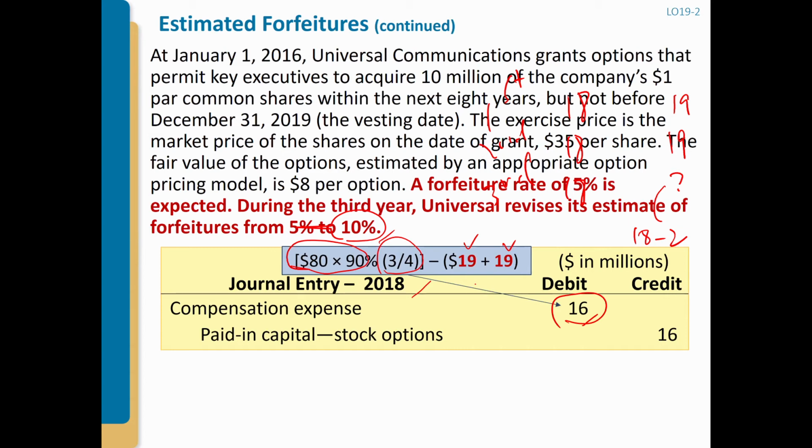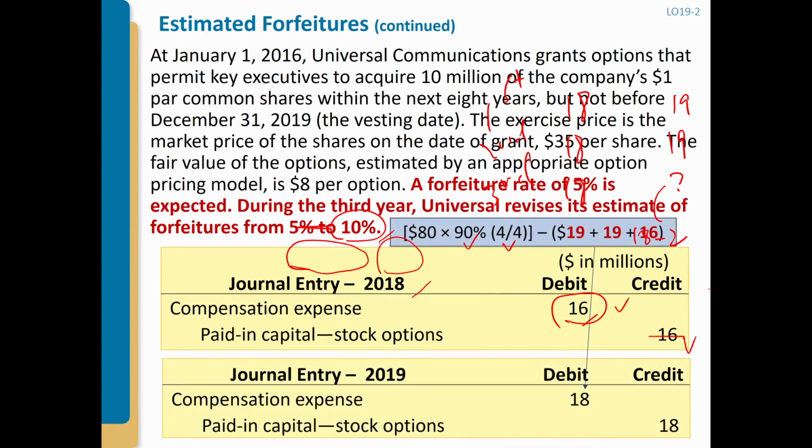So no matter what, you have the way to calculate, and that's how we calculate 16, and then we still credit paid-in capital, stock options. How about the fourth year? The fourth year should be 18, right? This is supposed to be 18, remember? So then just recognize 18. So the total is going to be 72, right? So in this case, first year 19, second year 19, third year 16, the fourth year 18. Total is 72.